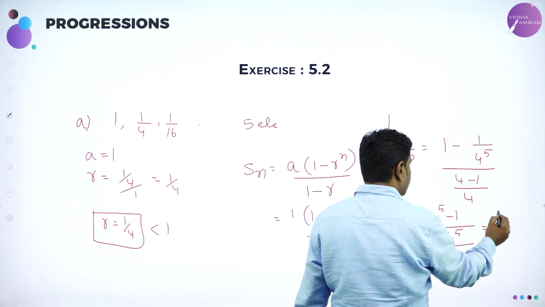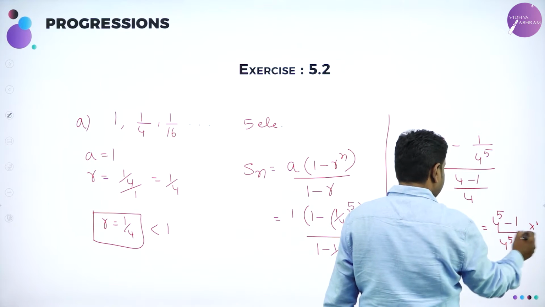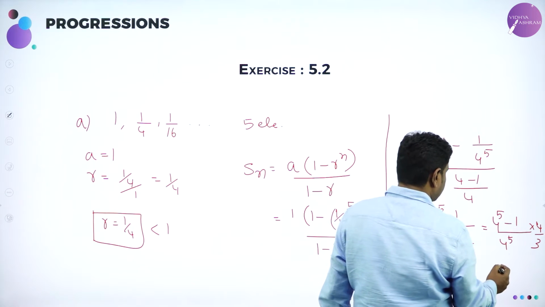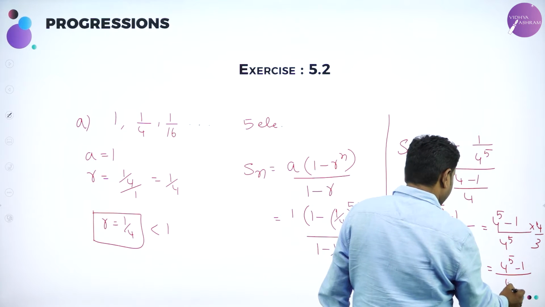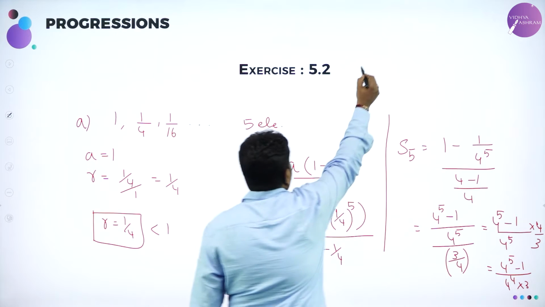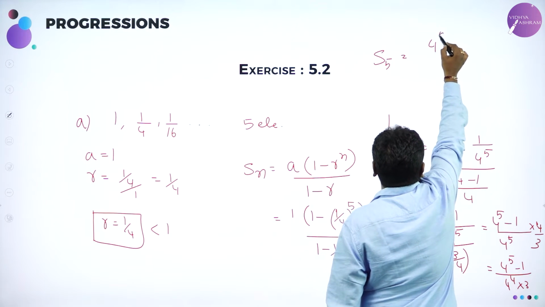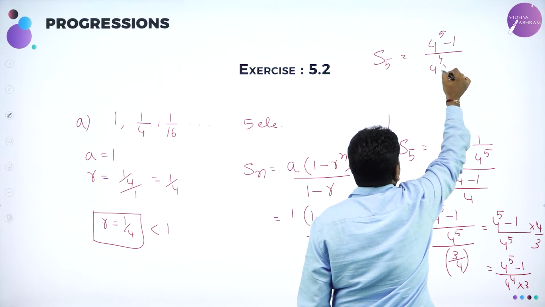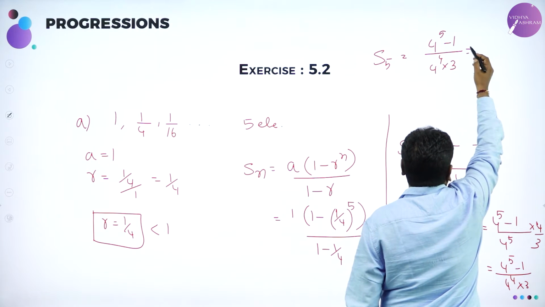Further, I can write it as 4 power 5 minus 1 divided by 4 power 5, into, if you take 3 by 4 up, it will become 4 by 3. So finally, 4 power 5 minus 1 divided by these two. If you simplify, it will be 4 power 4 into 3. So simplify this. So the sum of 5 terms is 4 power 5 minus 1 divided by 4 power 4 into 3. If I take 4 power 4 again, you can simplify this further.